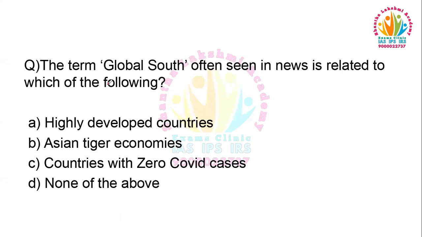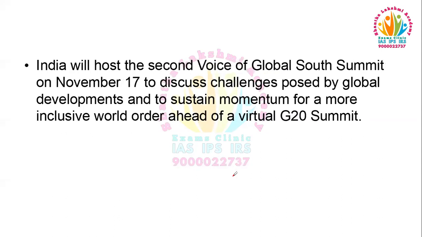Next question, the term Global South, often seen in news, is related to which of the following? Highly developed countries, Asian tiger economies, countries with zero COVID cases, none of the above. The right answer is option D. It is neither highly developed countries nor Asian tiger economies nor countries with zero COVID cases. So what is Global South?